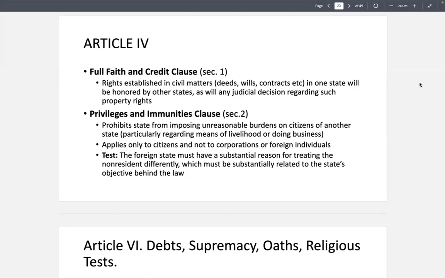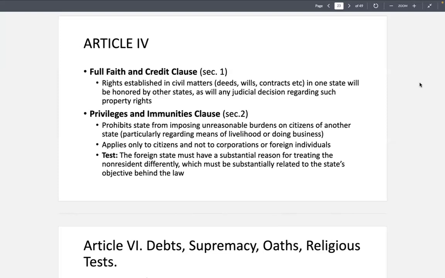So the Full Faith and Credit Clause, Section 1 of Article 4, is important to know about as business people. It is the part of the Constitution that establishes that rights granted in civil matters, maybe you have the right to inherit because of a deed or a will, or you have some right established as a matter of just contract, any rights established in civil matters in state A will be honored by state B and all other states in the union, as will any judicial decision regarding such property rights.